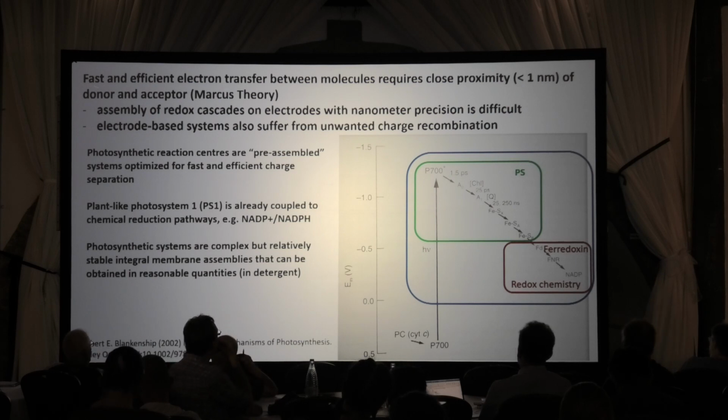So for effective electron transfer, you have to have really close contact between the donor and acceptor. That's essentially a 10 angstrom distance. That comes from the Marcus theory, and the distance dependence is exponential, so it goes down very quickly. The photosystem is actually very efficient in this. It's got basically eons of evolution behind this electron transfer pathway.